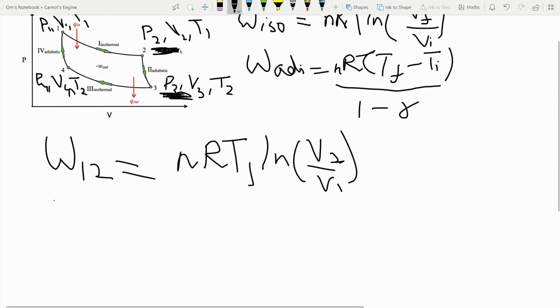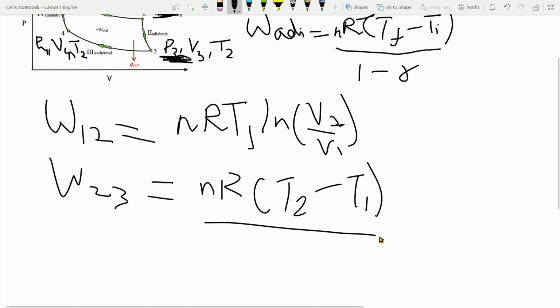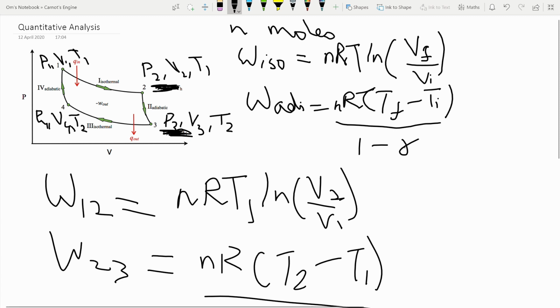So the work done from 2 to 3 can be written as nR, and the final temperature here is T2, so we're going to write T2 minus T1 by 1 minus gamma. Oh, and those of you who are unfamiliar with the symbol gamma, it's actually the ratio of Cp by Cv, that is molar specific heat at constant pressure and molar specific heat at constant volume, and we call this gamma the adiabatic constant.